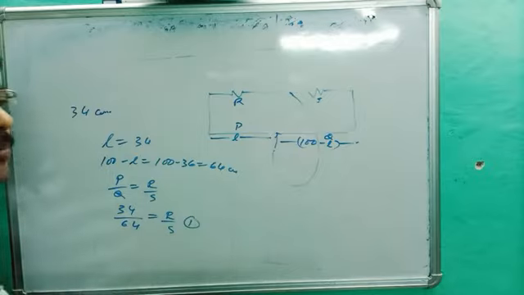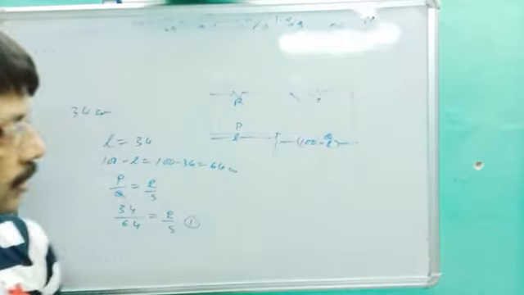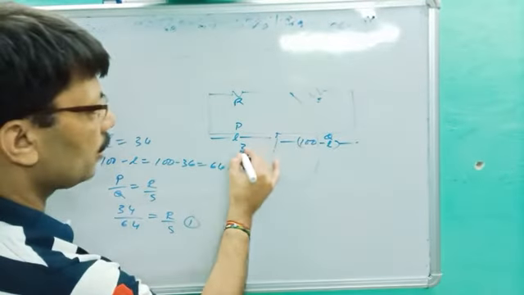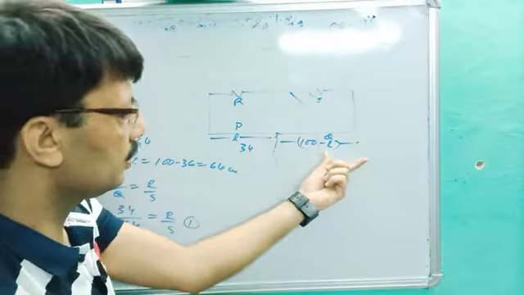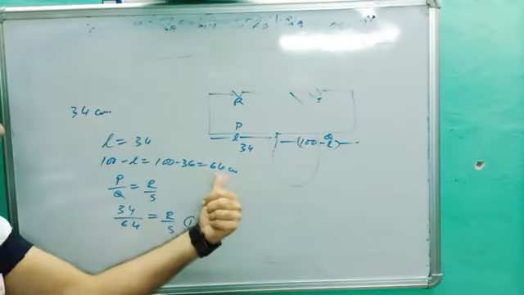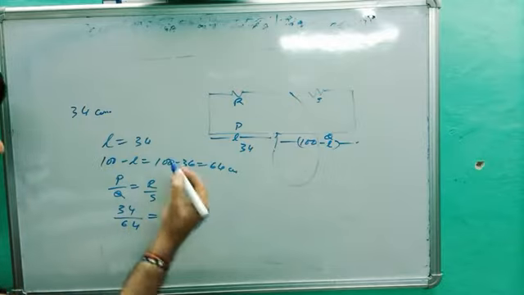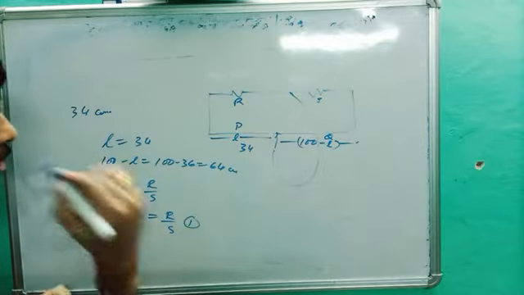This is equation number first. The question is very clear. In a meter bridge, the null point is found at 34 centimeter. It means this is given 34, so the other will be 100 minus L, so it becomes 64. So the formula P upon Q is equal to R by S. 34 upon 64 is equal to R upon S. This is equation number first.